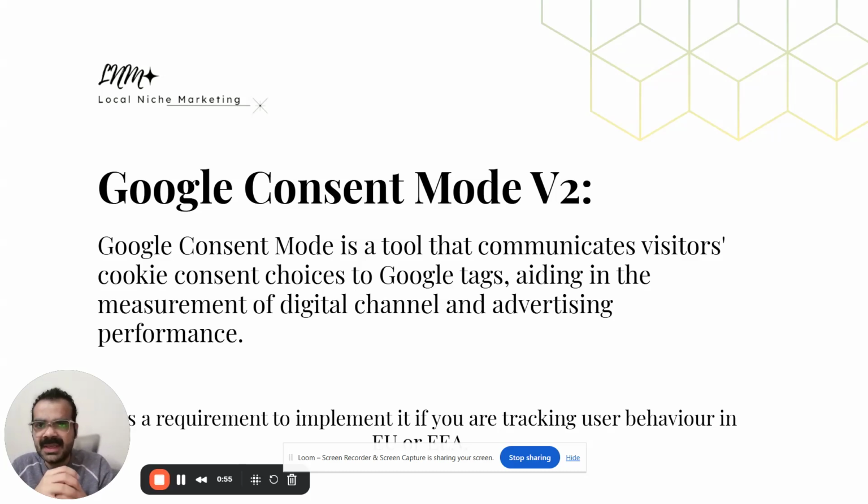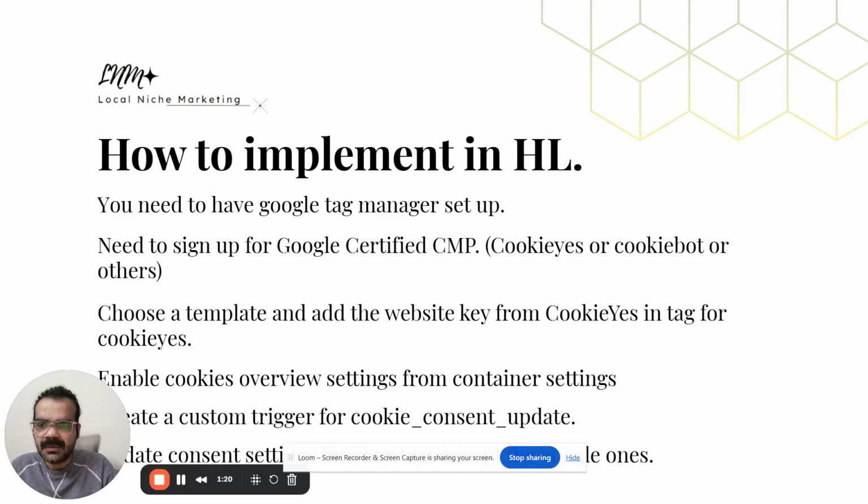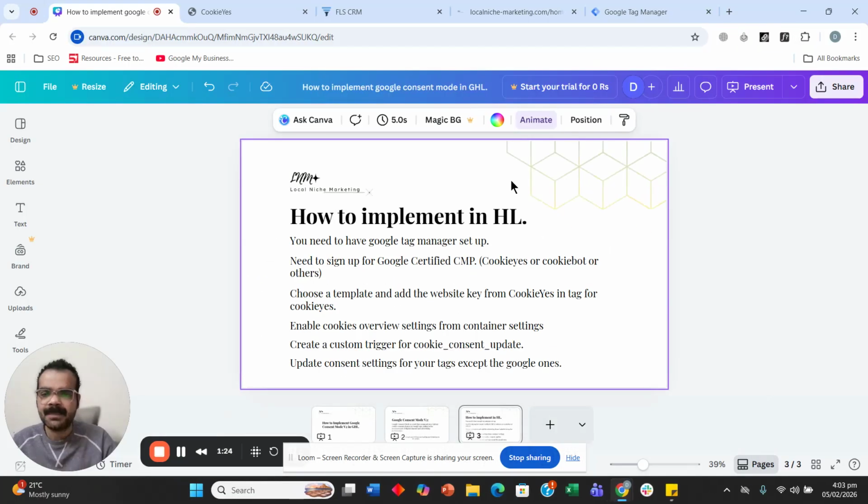For example, if they accept all, like they are consenting to give us the data, then our certain third-party tags are going to be fired, and by doing so, we are going to track their activity. Now, it's a requirement, as we told earlier, for EU or EEA. There are a few steps involved for implementing it in GoHighLevel. We will cover it step by step so you can follow along with me.